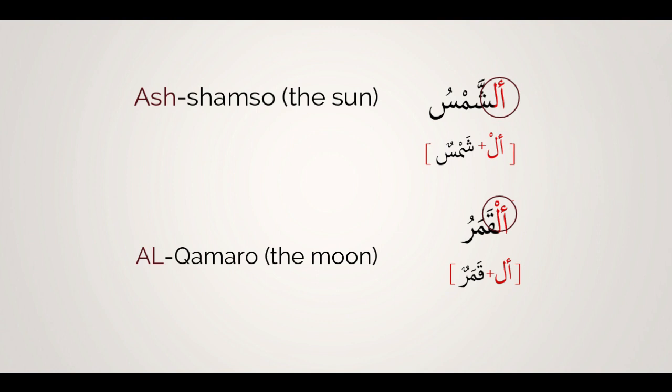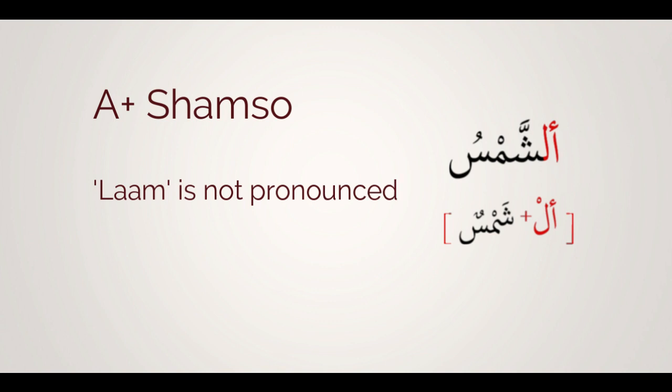It's the same thing in both of the nouns, but in one noun we pronounce it and in the other noun we do not pronounce it. For example, in ash-shamsu, we directly connect the hamza with the sheen, ash-shamsu, and we leave out the lam. And in the other noun we do pronounce the lam. We say al-qamaru, al-qamaru. Now the reason why we pronounce the lam in the first noun and we do not pronounce it in the second noun is this.